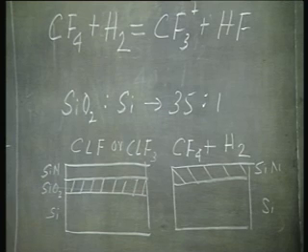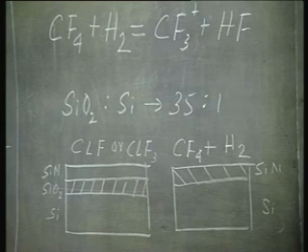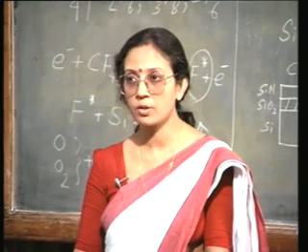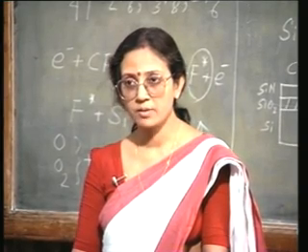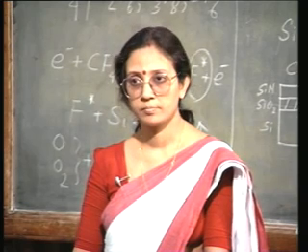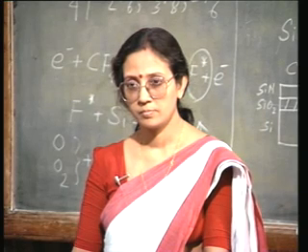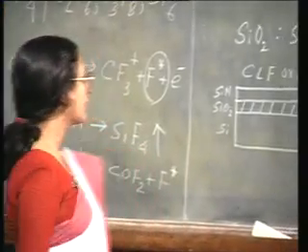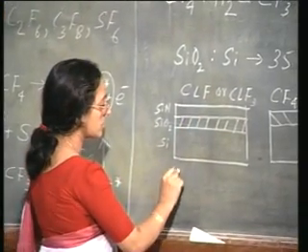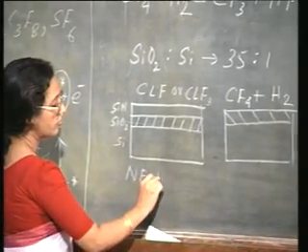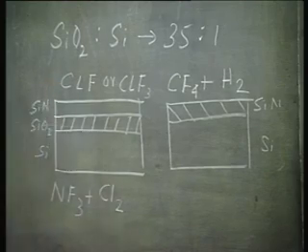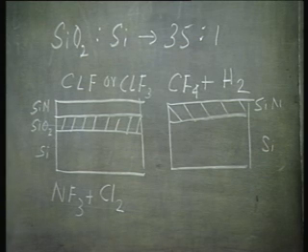Okay. So, when ClF or ClF3 is the active species, then silicon dioxide is not attacked. So, you have good selectivity over silicon dioxide. In fact, the feed gas composition used in such cases will usually be NF3 plus chlorine, which will give rise to the active species of ClF or ClF3. That will not attack silicon dioxide, but it will attack silicon.